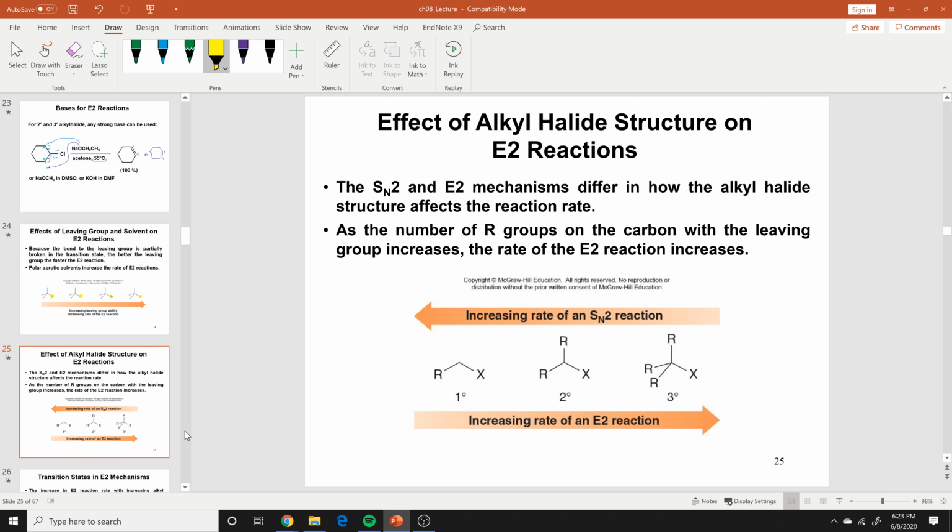Now, SN2 and E2 reactions do happen together. And there's a big difference between SN2 and E2. The difference is the type of the alkyl halide, as we mentioned before. With SN2 reactions, the reaction happens faster with methyl, primary, and secondary, but not tertiary. But with respect to E2 mechanisms, as you can see, they are opposite. The reaction is going to happen faster with the tertiary alkyl halide.